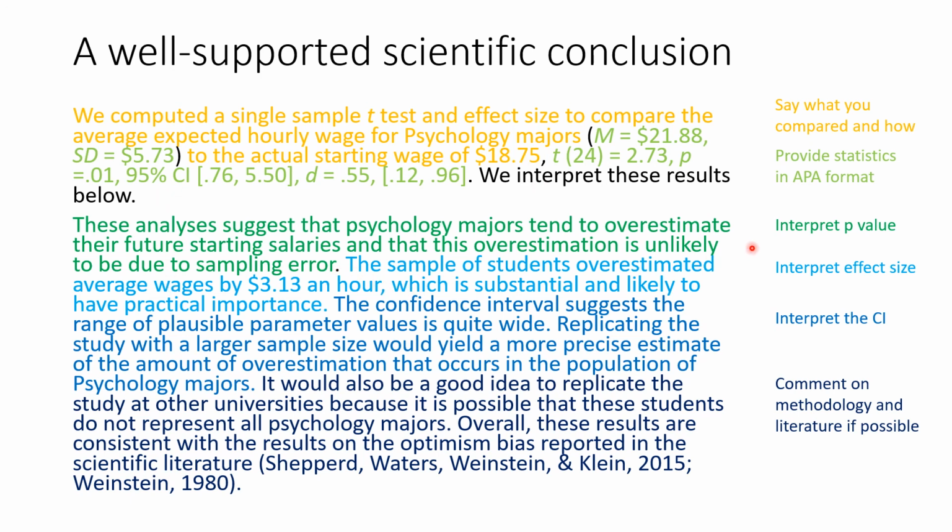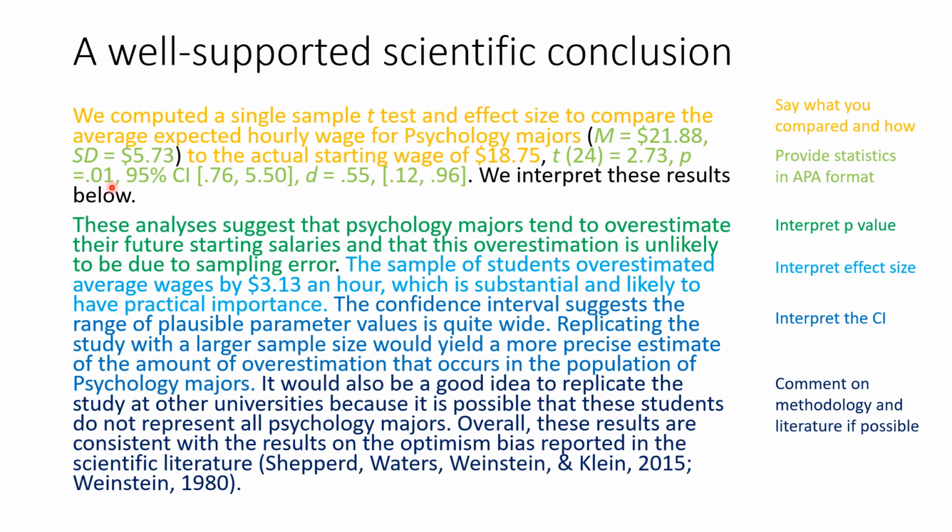Now we need to interpret the p-value. Well, this p-value was quite small. It's very compelling evidence against the null. Again, if the null were true, we should get a t-value of 0 and a p-value close to 1. We got a p-value close to 0 now, so that's very compelling evidence against the null. These analyses suggest that psychology majors tend to overestimate their future starting salaries, and that their overestimation is unlikely to be due to sampling error. That's what this small p-value says. This mean difference is unlikely to be due to sampling error.